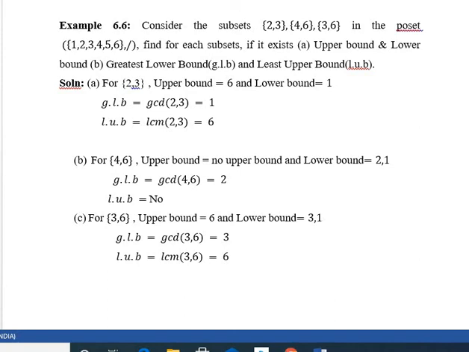Solution. For the set {2, 3}, upper bound equal to 6 and lower bound equal to 1. GLB equal to GCD of 2, 3 equal to 1. LUB equal to LCM of 2, 3 equal to 6. For the set {4, 6}, upper bound: no upper bound, and lower bound equal to 2, 1. GLB equal to GCD of 4, 6 equal to 2. LUB is not there. Next we are considering the set {3, 6}. Upper bound equal to 6 and lower bound equal to 3, 1. GLB equal to GCD of 3, 6 equal to 3. LUB equal to LCM of 3, 6 equal to 6.